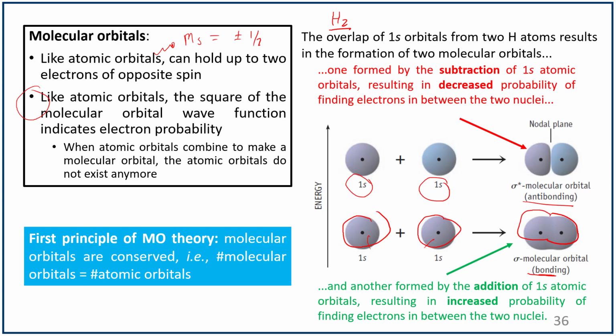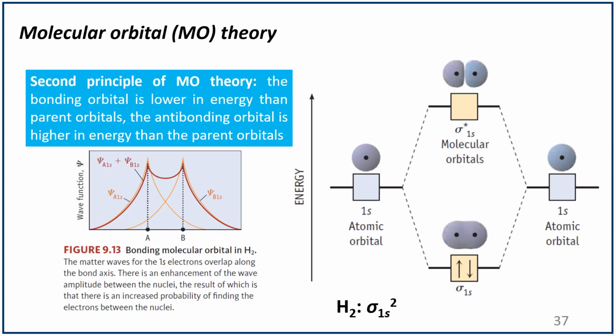And that can be further explained by the second principle of MO theory, which just says that in general, bonding orbitals are lower in energy than parent atomic orbitals, and the anti-bonding orbital is higher in energy than the parent atomic orbitals. So this is how you usually draw MO diagrams.